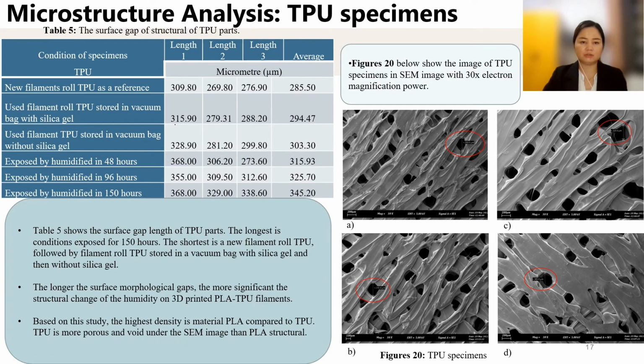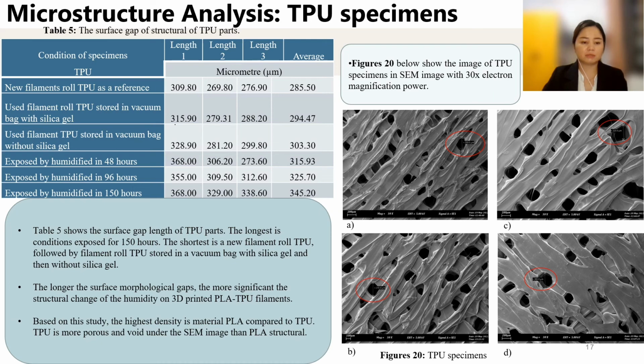Microstructure analysis using TPU specimen. Figure 20 below shows the image of TPU specimens in SEM with 30 times magnification. Table 5 shows the surface gap length of TPU parts. The longest is the condition exposed for 150 hours. The shortest is the new TPU filament roll, followed by TPU filament roll stored in a vacuum bag with silica gel and then without silica gel. Humidity on the filament expanded the surface morphology gap, affecting printing.